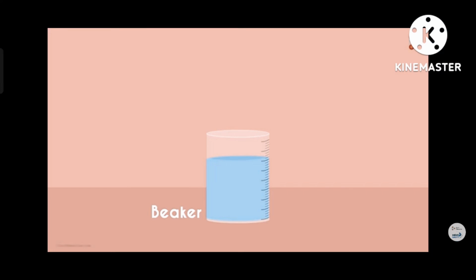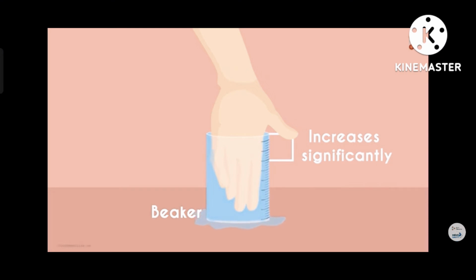with water and you put your index finger inside it. You'll observe that the water level rises slightly. You put in 2 fingers, the water level rises a bit more. And now when you put in your hand up to the wrist level, you'll see that the water level increases significantly.